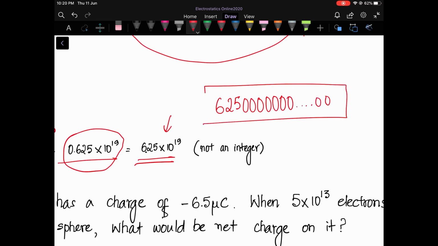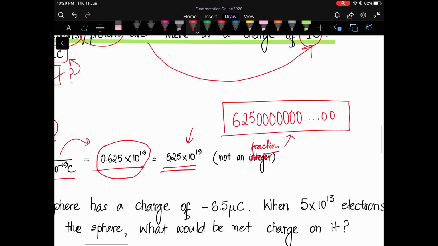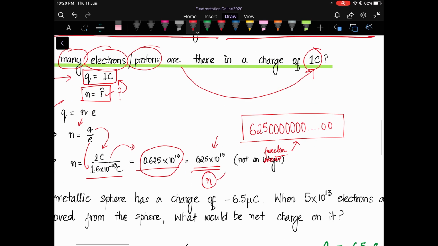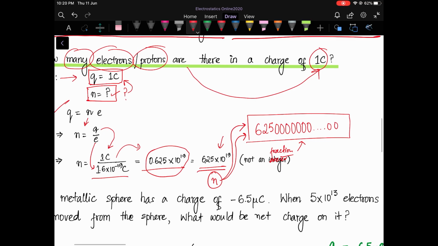So clearly you can see it is not a fraction, but it is an integer or a whole number. So of course this value of N is allowed. Or I can say if we have so many electrons or if we have so many protons, then the body can have a charge of 1 coulomb, either plus or minus.